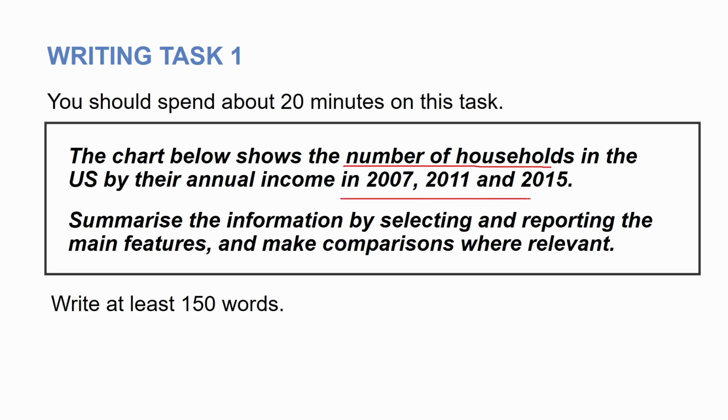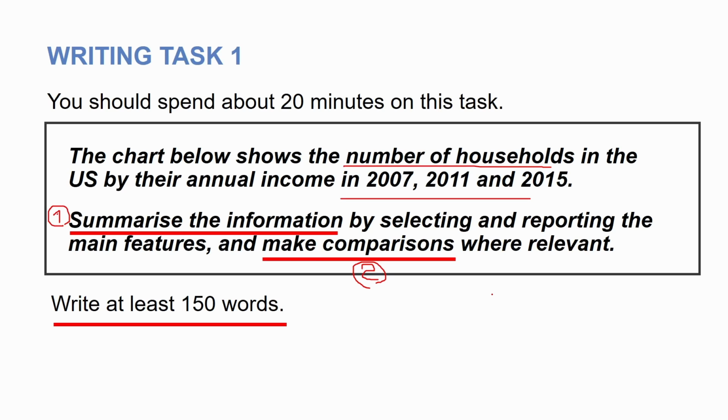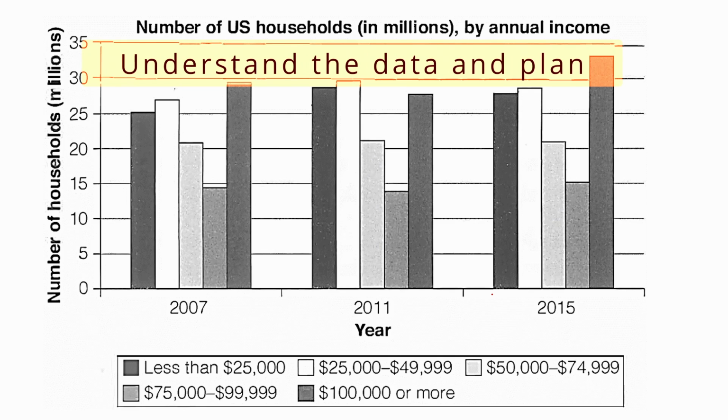As you know, the instruction is always the same in writing task 1, and we have to summarize the information by selecting and reporting the main features, and also make comparisons where relevant. And in doing so, we should write at least 150 words to be able to cover all the main features. All right, step 2, we need to spend some time on the data to understand it and plan before writing.